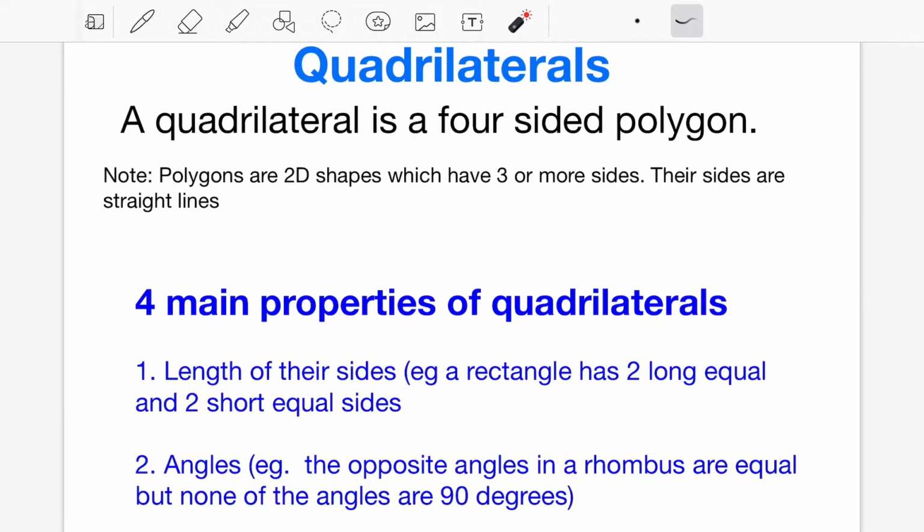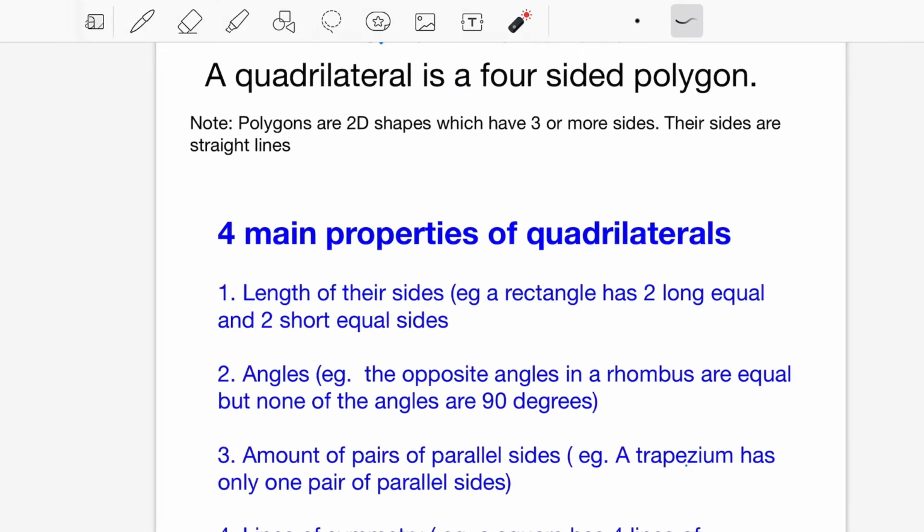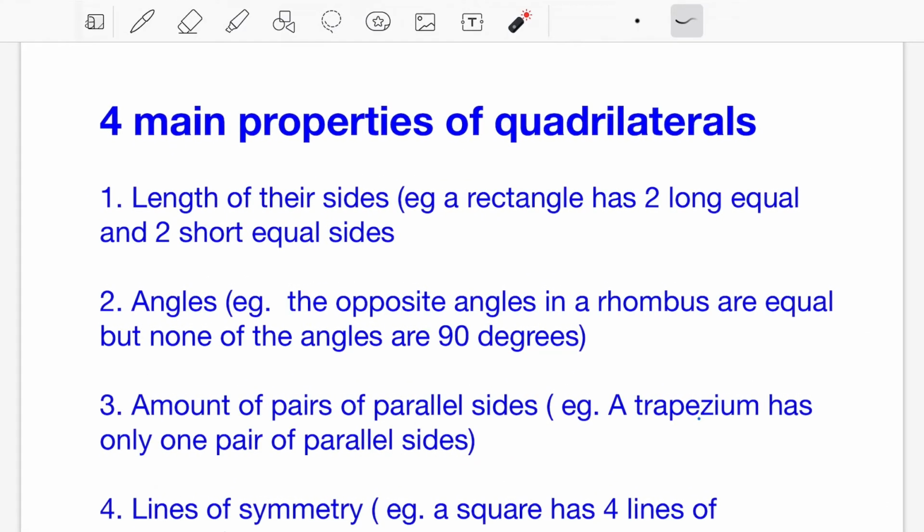In describing the quadrilaterals, we will talk about four main properties. These properties will help us differentiate or distinguish the different quadrilaterals. So we are not going to mention that they have four sides or four angles, because all quadrilaterals have these properties. Instead, we are going to be more specific.